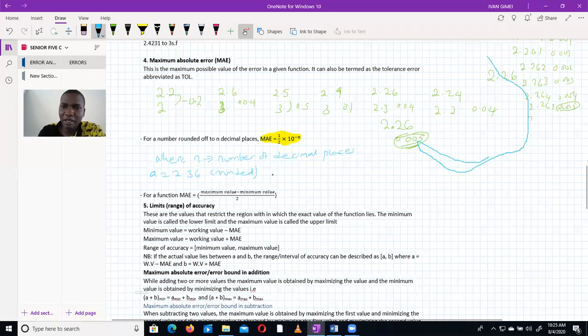So here you say the error in A will be the same as a half times 10 to the power negative... how many dps are they? Negative 2. That's how we find the error in this value. You see that? That's how you find the error in this value, and therefore this will be the same as 0.005.